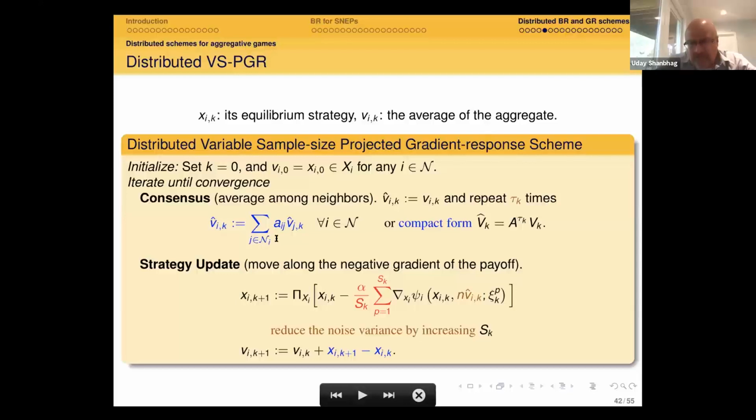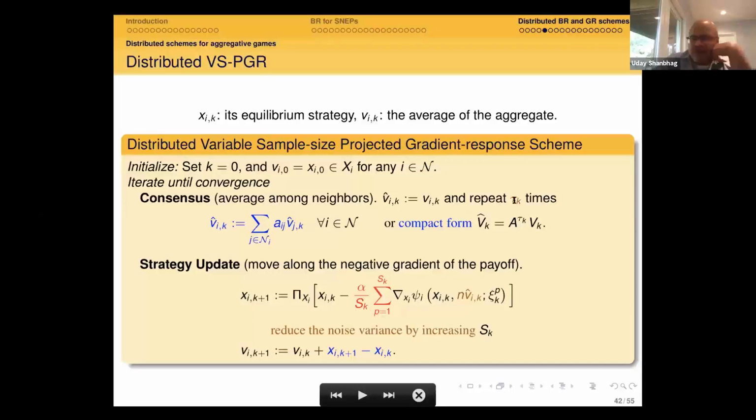The first is that every player maintains a copy of the aggregate and essentially uses it to mix the beliefs of her neighbors to come up with an improved version or an average version, and uses this aggregate here. And it doesn't just do this once; it does this tau sub k times.